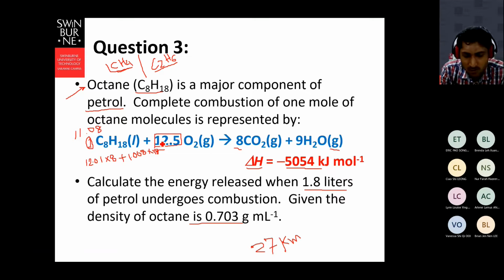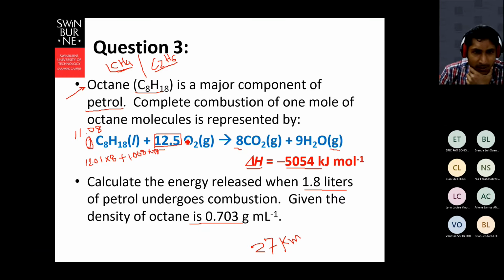So 11.08 moles will have how many moles of oxygen burnt? Times 12.5, 138.5 moles of oxygen will be burnt, which is 32 times that, 4,432 gram of oxygen. So 4.5 kilo of oxygen will be burnt. Pure oxygen will be burnt.